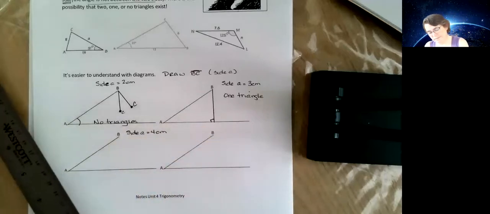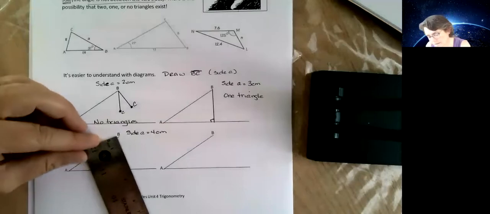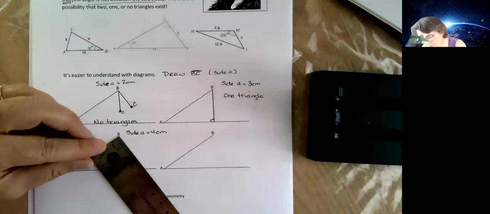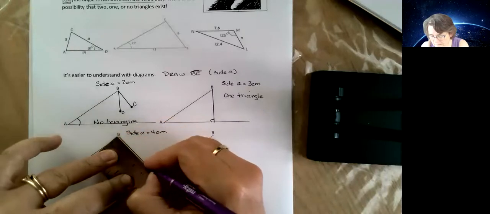Well, what's going to happen? I'm going to put that at 0. I'm going to put that at 4. I hope you can see that. And I can get a lovely line there. But where's the other one?